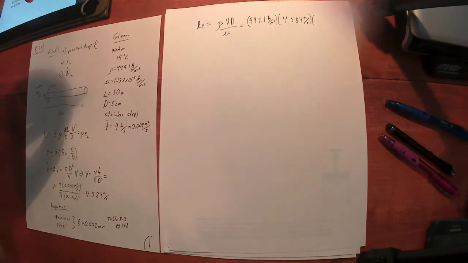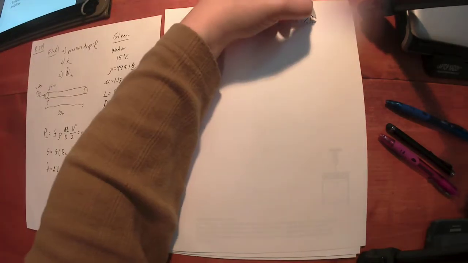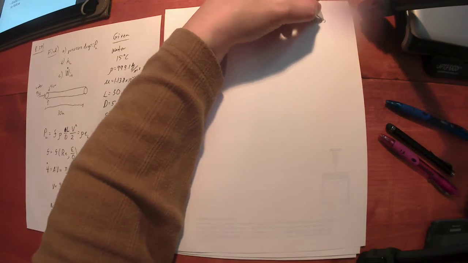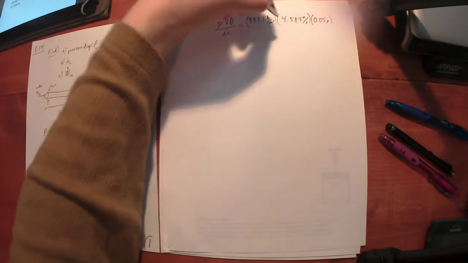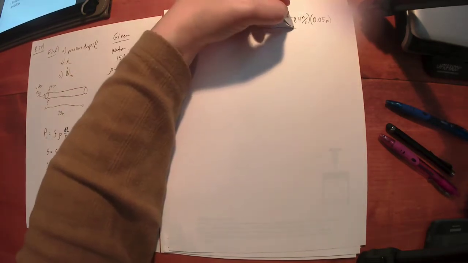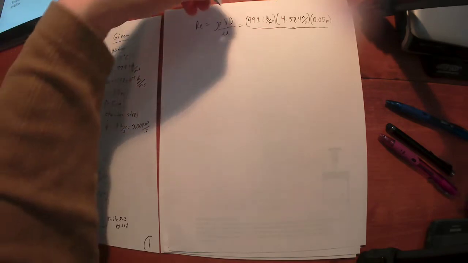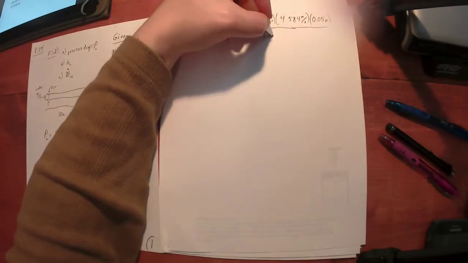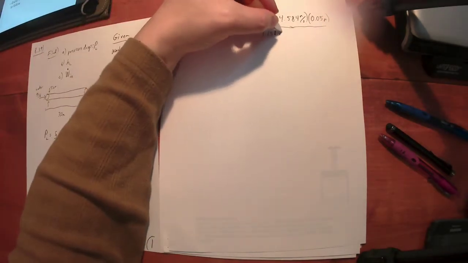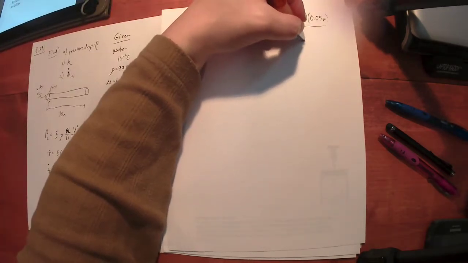And our diameter, we are going to assume that it's exactly the nominal value, because they've not told us much else about the pipe here. So 0.05 meters, and then the mu value, 1.138 times 10 to the minus 3 kilograms per meter per second.